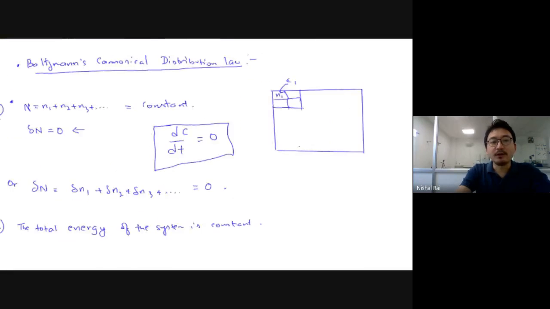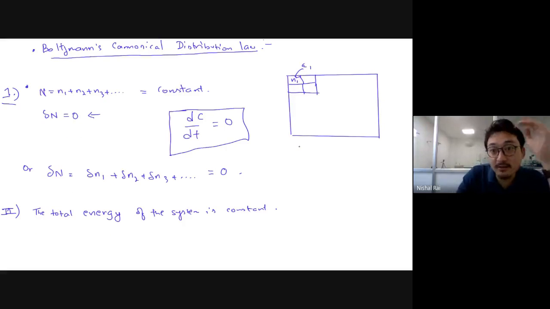The definition for the canonical was what? Your energy was allowed to be exchanged. But here we are considering the total energy of a system is constant. Is this point clear or not? Why are we considering this to be constant, when we are using the canonical distribution? Do you see? Is there some problem?